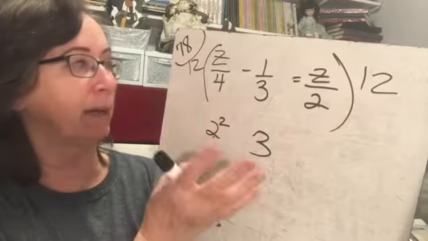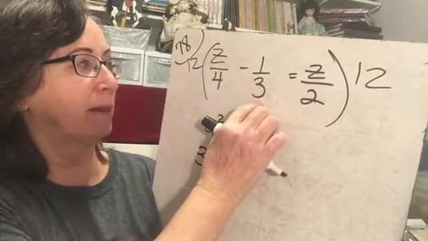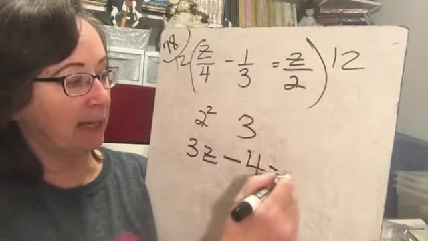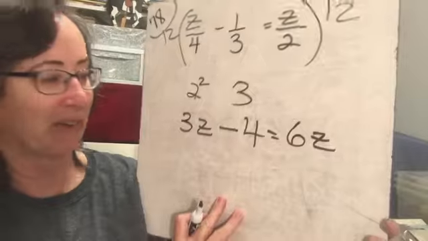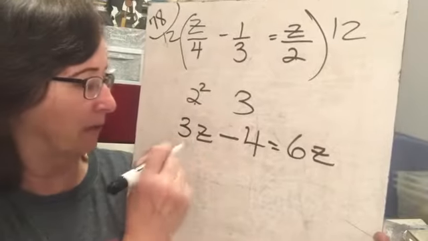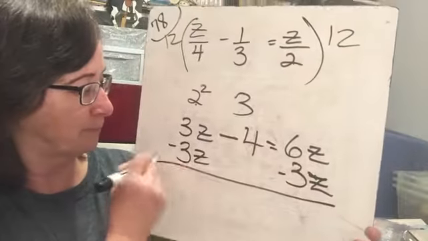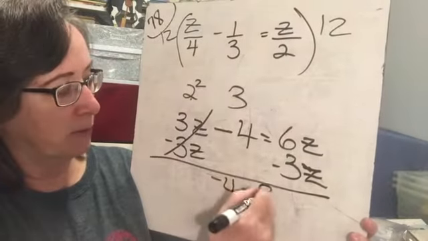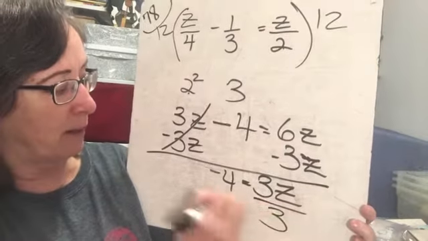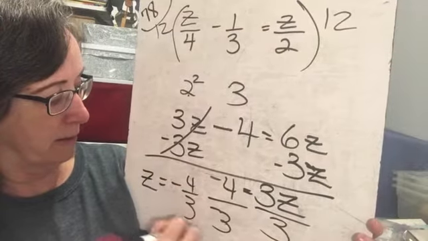12 divided by 4 is 3. 3 times z is 3z. Minus 12 divided by 3 is 4. 12 divided by 2 is 6 times z, 6z. Okay, so now we have 3z minus 4 is 6z. Let's get everything on the other side. So minus 3z, minus 3z, negative 4 equals 3z. And then we're going to get the z by itself, so divide by 3, divide by 3. And z is negative 4/3.